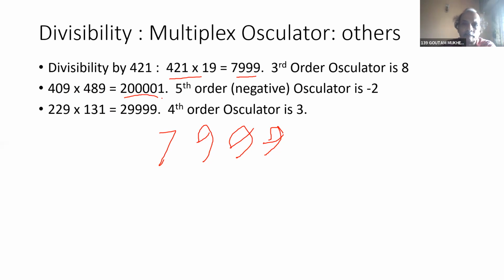So 10 to the power n plus 1, and 10 to the power n minus 1. Something into m. Suppose m is the oscillator, m into this thing or m into this thing.